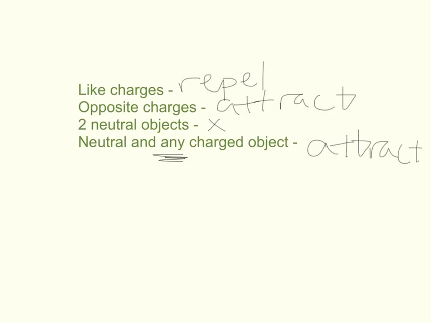So when you're making observations, if you see a repulsion event, you know for sure they're similarly charged. If you see no event, you know that they're both neutral. And if you see an attraction, you have to make a decision between oppositely charged and neutral and charged, often based on an additional piece of information.